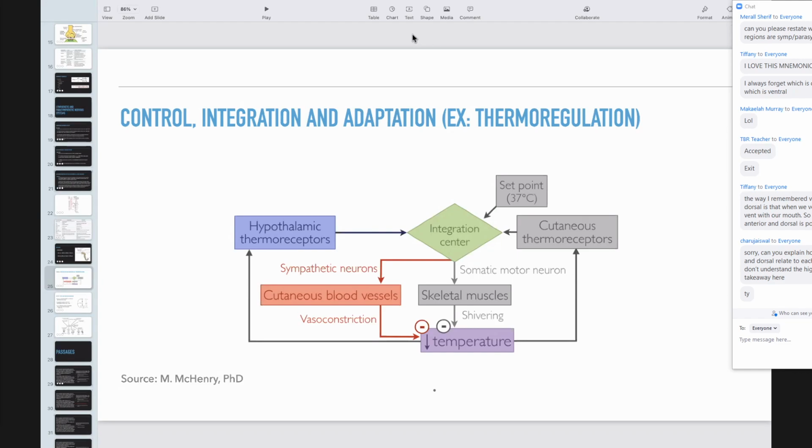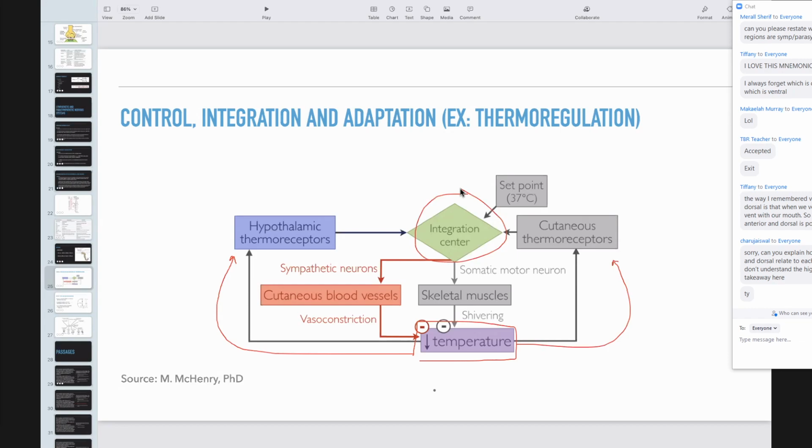Let's say our environment is cold and we're feeling mighty cold. We have a low temperature, so we have to take in that sensory information. The blood might be a little bit cold, and the hypothalamic receptors will sense that it's a degree or a couple degrees less than what it should be. You also have cutaneous thermoreceptors at your skin level. These thermoreceptors are sensory receptors that send information to the integration center. The integration center is the thalamus and hypothalamus, and it causes a downstream effect.